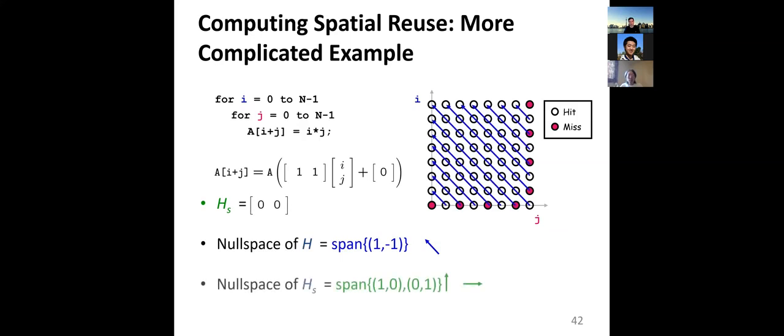And the null space of HS would be span of 1, 0, and 0, 1. I go in both this and this direction, right? So this is essentially the pattern you're going to get in this case. So if you mathematically find it, it would tell you what is the span that you get. So this is essentially your temporal locality, span of 1 minus 1 going this way. And this is your spatial locality going this way and this way.